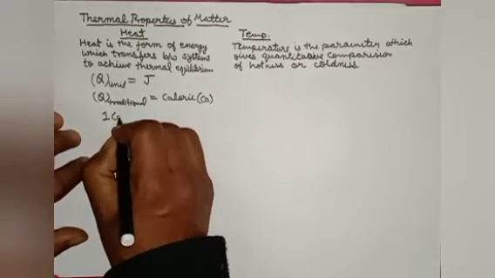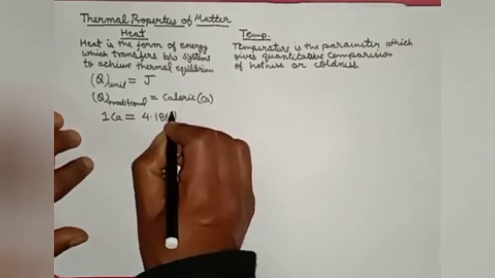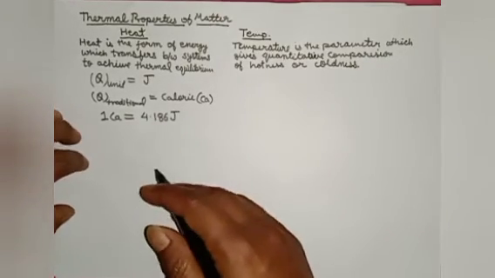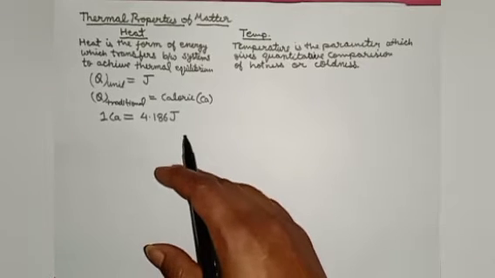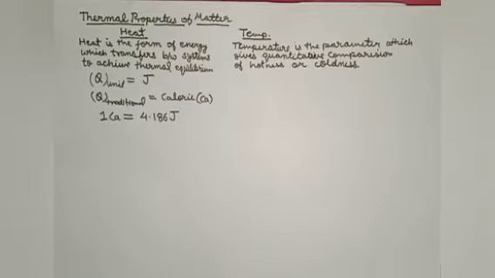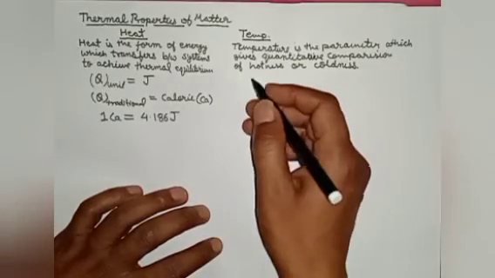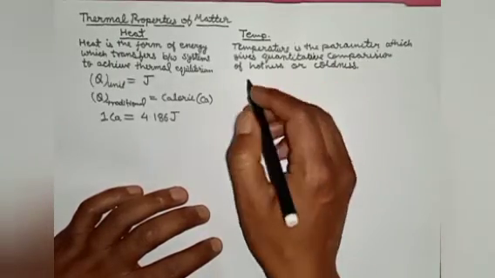Where 1 calorie is equal to 4.186 joule. And what is 1 calorie? Actually, it is the amount of heat required to raise the temperature of water through 1 degree. And to be very specific, we have to say the temperature of water from 14.5 to 15.5. We'll discuss it later on. Now, what is the formula for temperature? No formula, because it is a fundamental quantity.